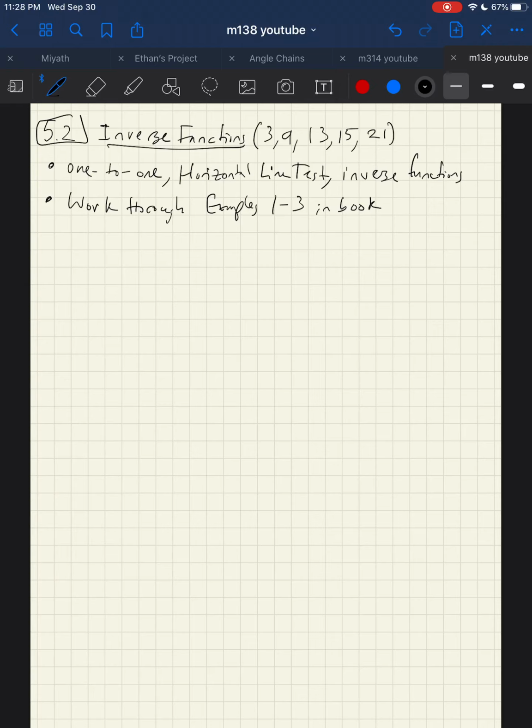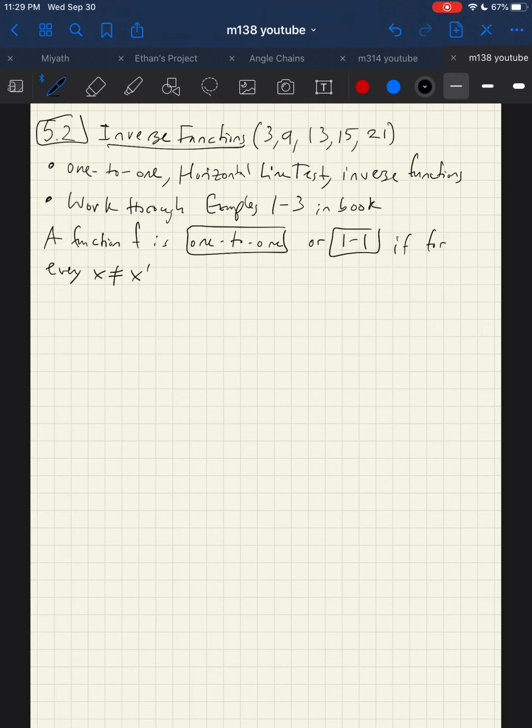Alright, so I'm going to give you a technical definition of one-to-one, and then I'll give you the horizontal line test, which will give you a more graphical interpretation of one-to-one, and then we'll do an example of that, and then we'll do an example of an inverse. So I'm going to say that a function f is one-to-one, and we often write this just 1-1, if for every x not equal to x prime, we have f of x is not equal to f of x prime. That is, each output is unique.